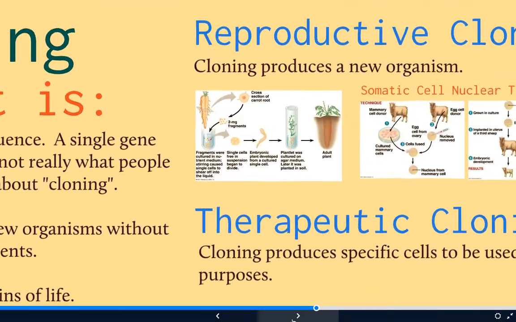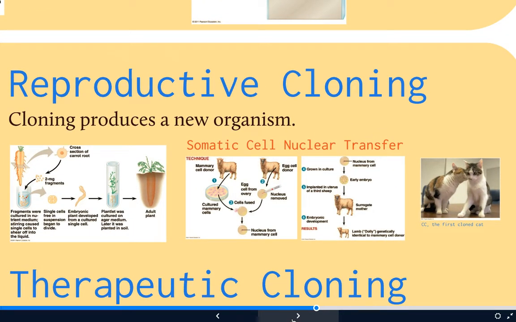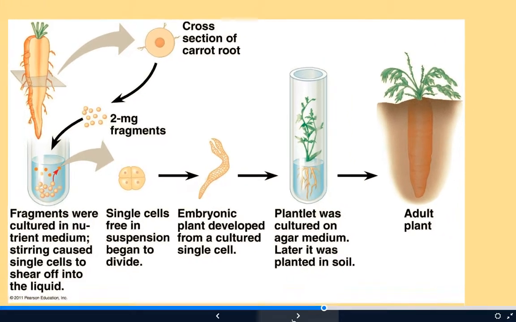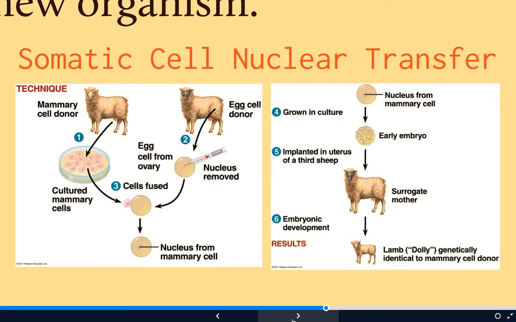Okay, so let's pop through. Reproductive cloning produces an entirely new organism. We can do this with a plant. We have done it with animals, almost all kinds. For animals, that's called somatic cell nuclear transfer. So here's the plants, not quite as exciting as looking at how you do it with animals. This is Dolly, the first cloned mammal.